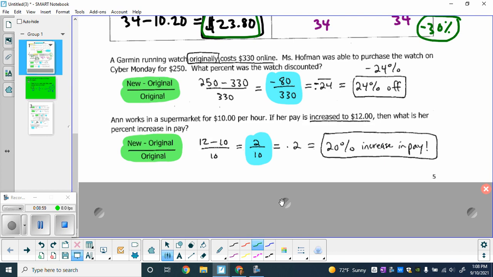Okay? So she's making $2 more. 2 divided by the original 10, 20% increase.